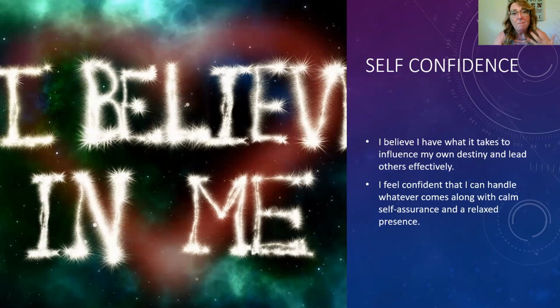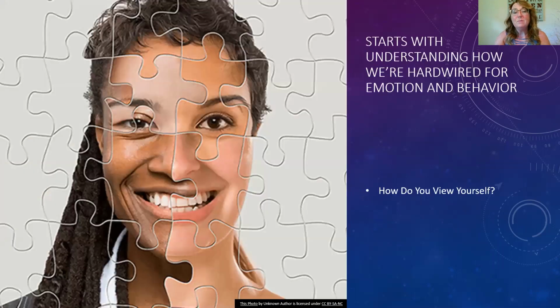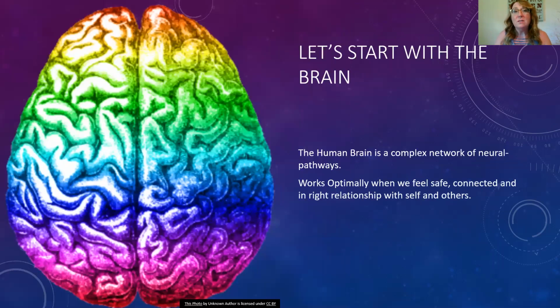So knowing about self-reflection allows me to build that self-confidence and optimism, really believing that most experiences will help me to learn and grow, that they're here to be a teacher in my life and not just always a roadblock. Seeing the positive and negative situations. And we know that has been contingent upon what's happening in my neurological systems, of which we will get to. So that's talking about how we are hardwired for our emotions and our behaviors. What does the puzzle of us look like? And it starts really with understanding the brain.